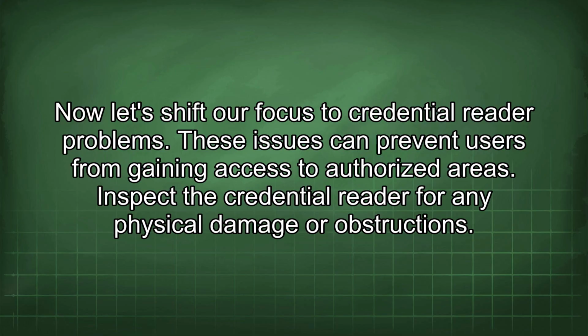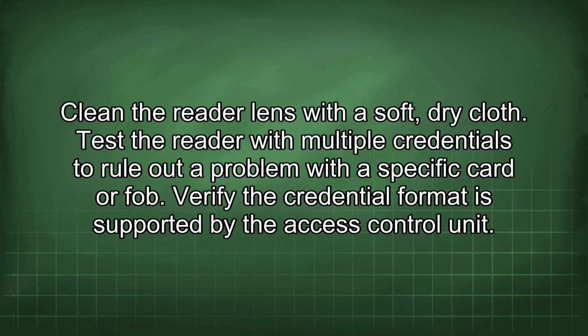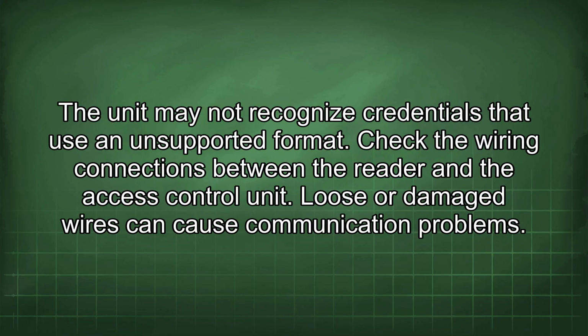Inspect the credential reader for any physical damage or obstructions. Clean the reader lens with a soft, dry cloth. Test the reader with multiple credentials to rule out a problem with a specific card or fob. Verify the credential format is supported by the access control unit. The unit may not recognize credentials that use an unsupported format. Check the wiring connections between the reader and the access control unit. Loose or damaged wires can cause communication problems.